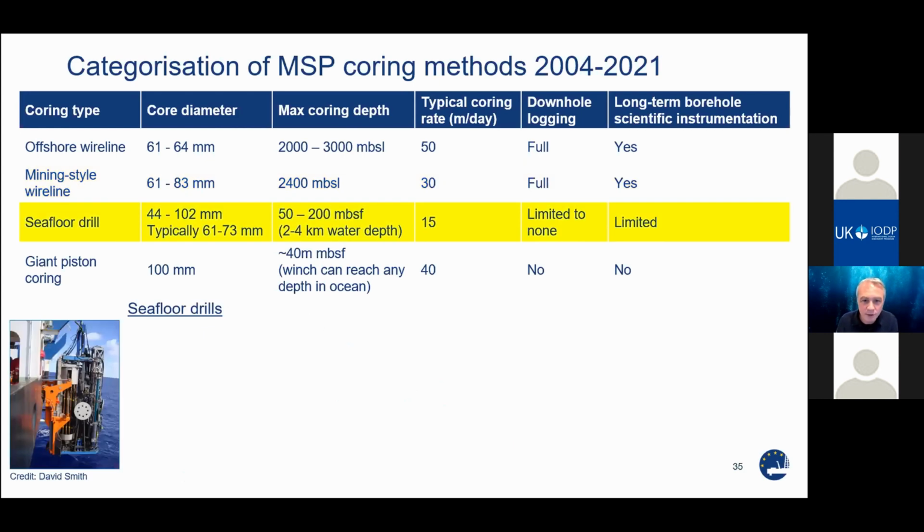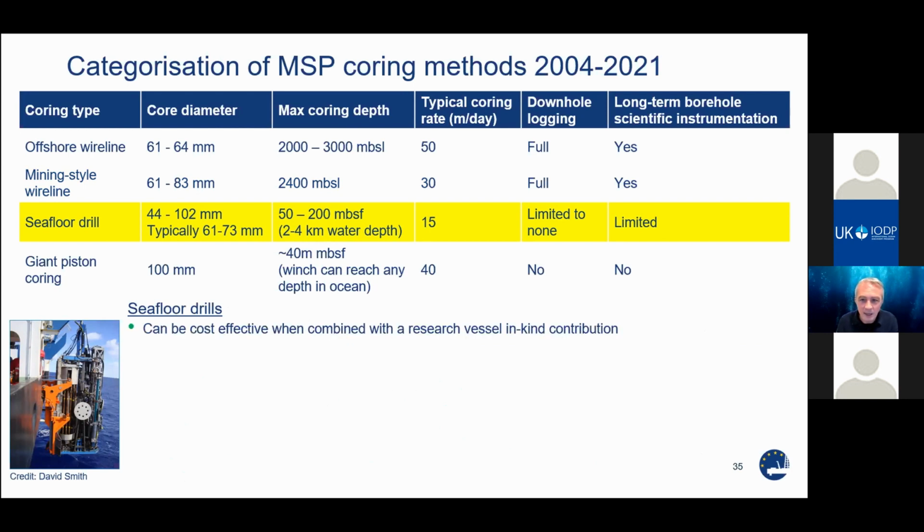Moving on to seafloor drills, the core diameter with these systems is more variable, between 44 and 102 millimeters. And the penetration depth is a lot less, generally between 50 and 200 meters. And the coring rate is the slowest of all the MSP coring methods. So you're looking at around 15 meters per day, although it does vary quite widely between the different systems, but typically it's around 15 meters per day.